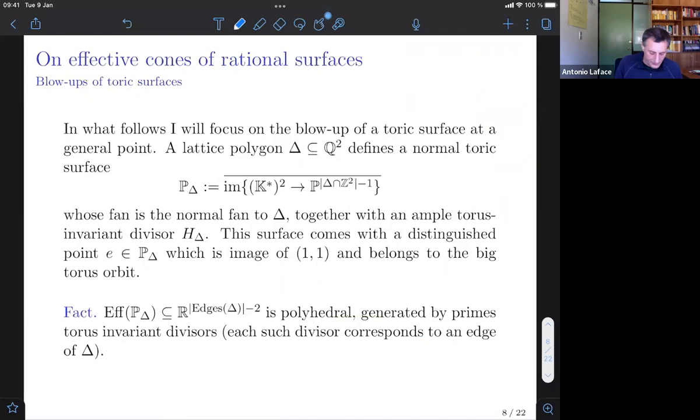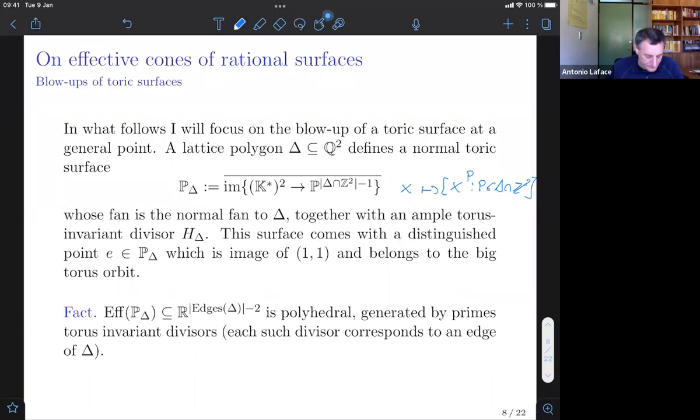To introduce these toric surfaces, I will try to use the most simple way: take a lattice polygon. So this is a polygon whose vertices have integer coordinates. And this is going to define a normal toric surface, which is just the closure of the image of a map from the two-dimensional torus to some projective space. And the map is, you take x, and this goes to the vector x^p, where p is an element in delta intersected with Z^2, the integer points of the polygon.